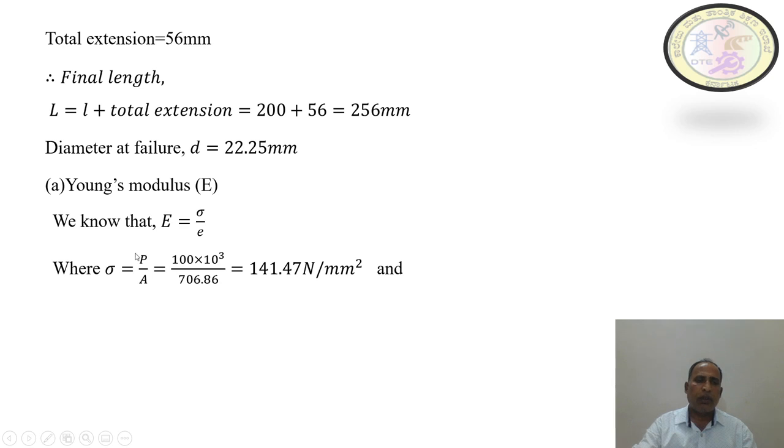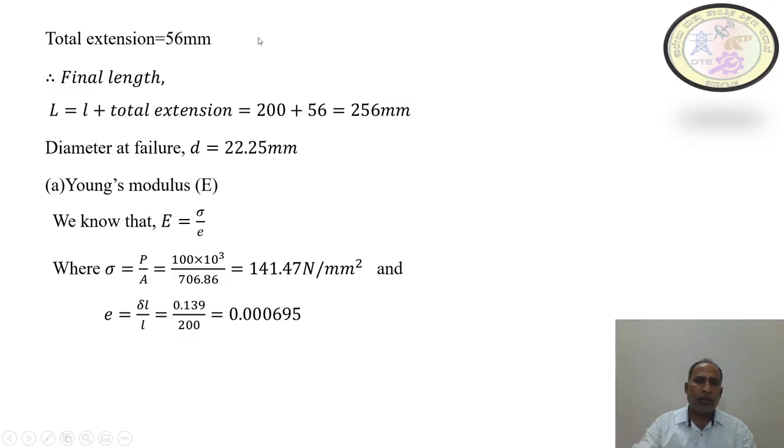So this 100 kilonewton load will be used for calculating the stress value, which is required for calculating the Young's modulus. Therefore stress is equal to P by A, that is 100 into 10 raised to 3 Newton divided by 706.86 mm square. So the value of stress will be 141.47 Newton per mm square, and E is equal to change in length by original length.